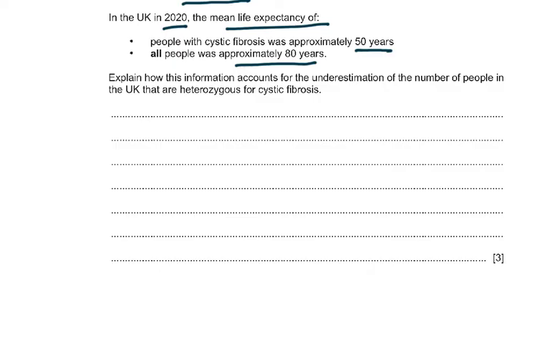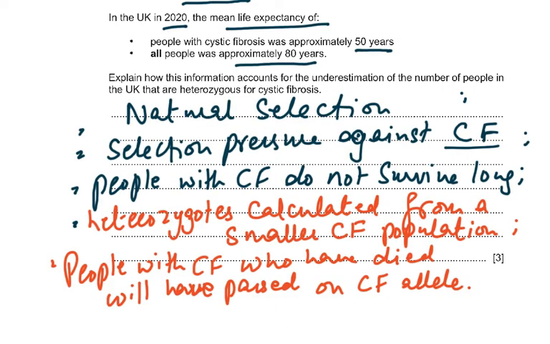So this was the reason why the estimates are wrong. The underestimation of the number of people in the UK, why that was wrong. So how do we word it? Natural selection, selection pressure against cystic fibrosis, people with CF do not survive long. Heterozygous calculated from a smaller CF population.